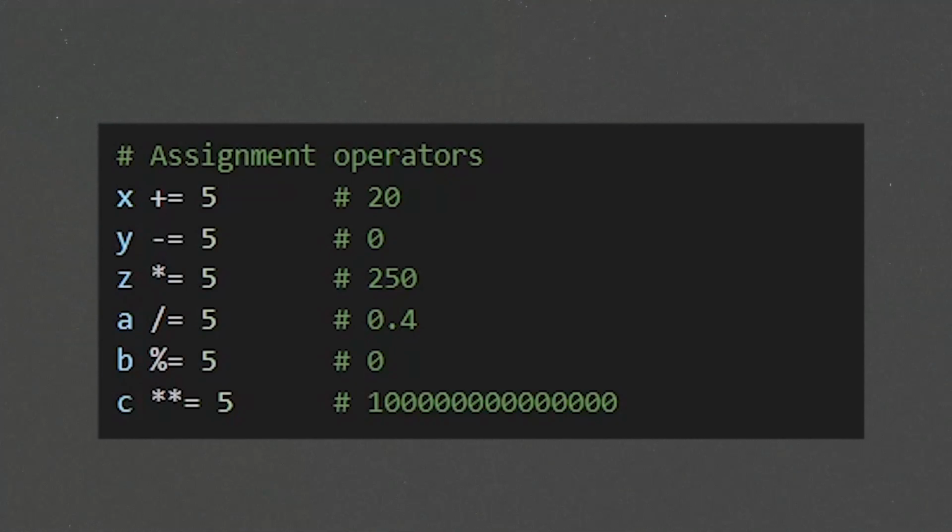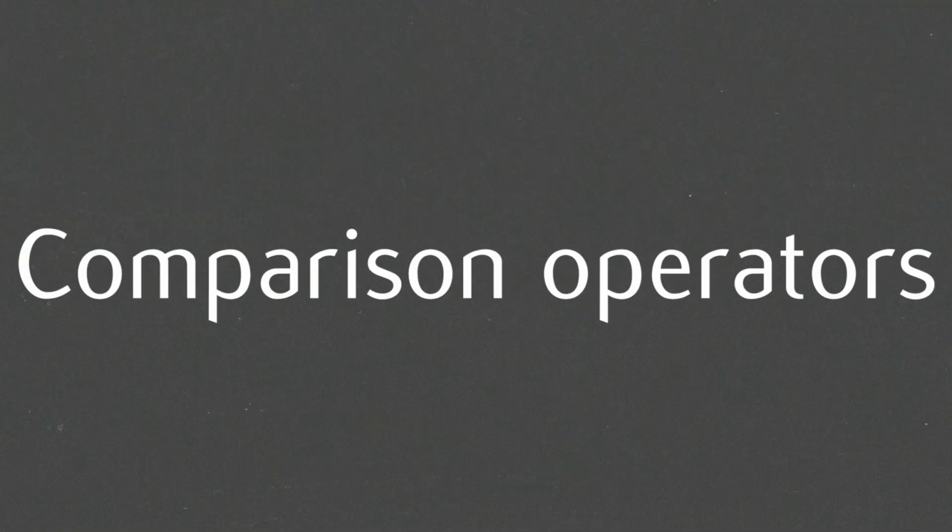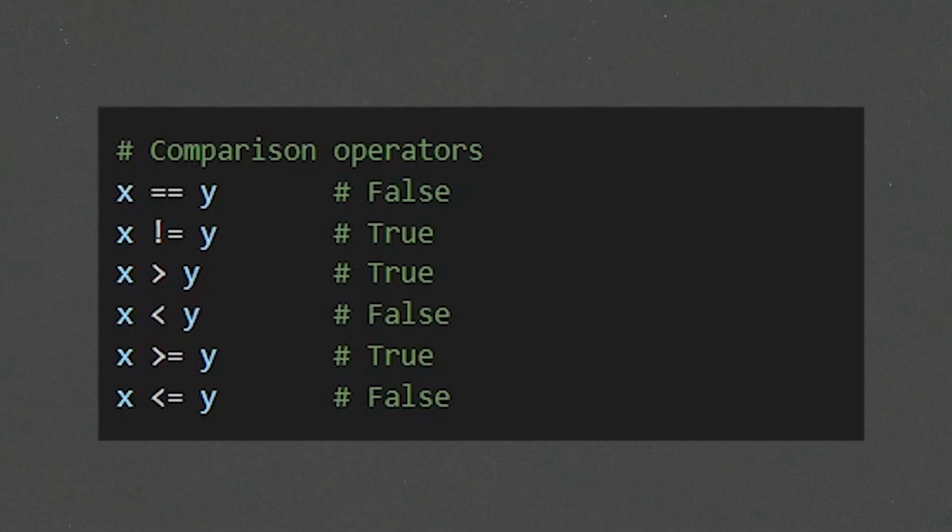Assignment operators in Python are used to assign values to variables. They allow you to assign and update the value of a variable. Comparison operators in Python are used to compare values and determine the relationship between them. These operators evaluate expressions and return a Boolean value, true or false, based on the comparison result: equal to, not equal to, greater than, less than, greater than or equal to, less than or equal to.